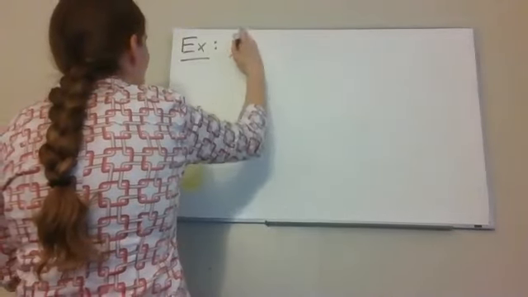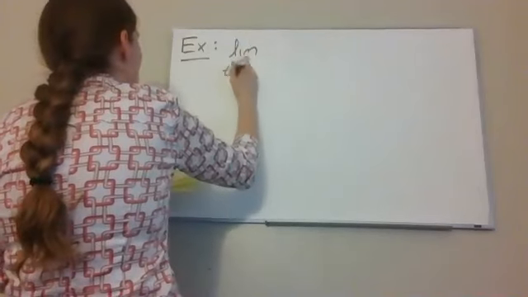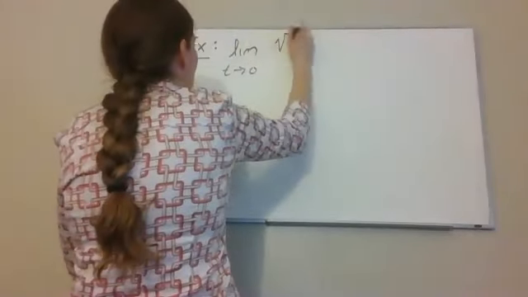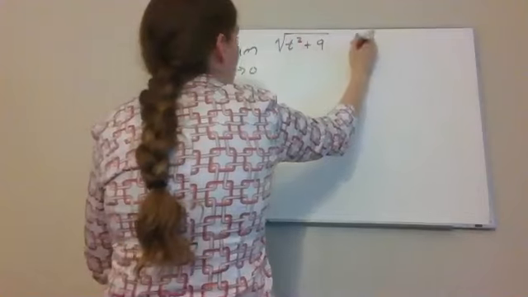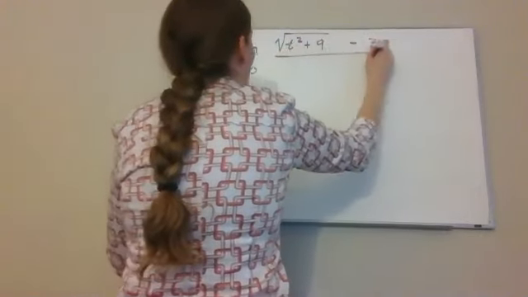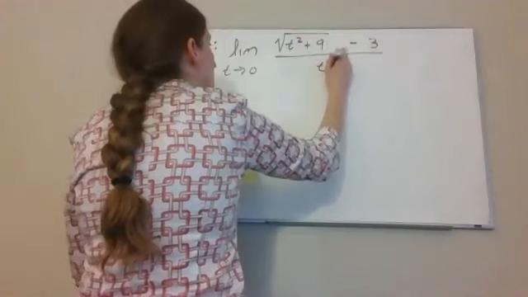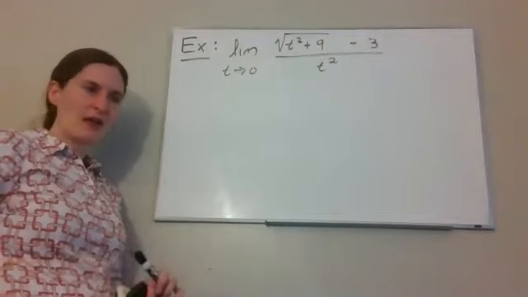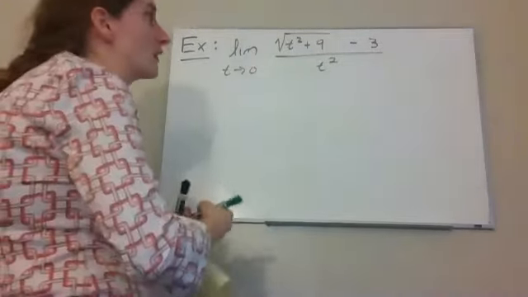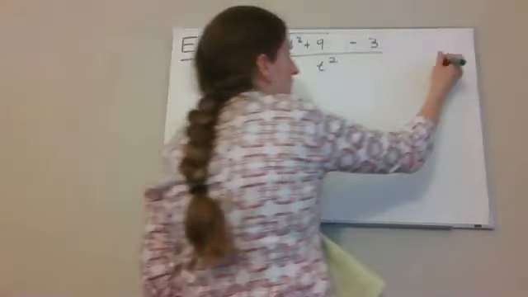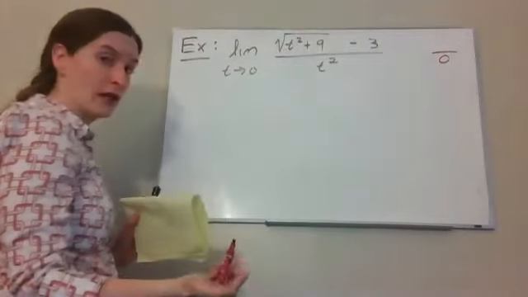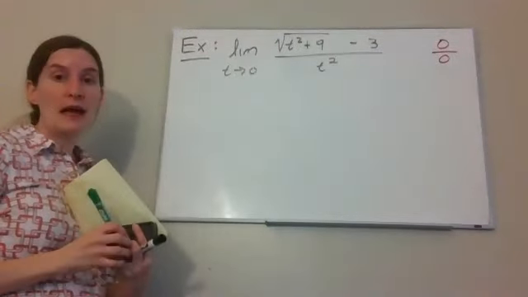Next example, we have a limit as t approaches 0 of the square root of t squared plus 9 minus 3, all divided by t squared. So if I were to plug that 0 in at this point, on the bottom, you can see we would have 0 squared, which is 0. On the top, I would have a square root of 9, which is 3, minus 3, which is also 0. 0 over 0 means we need to do algebra.